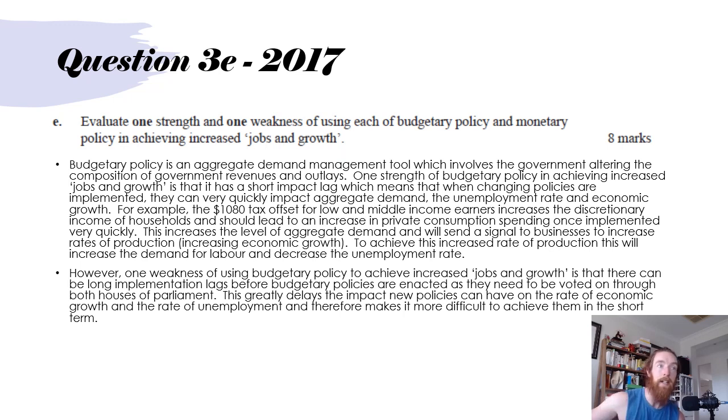This increases the level of aggregate demand, which will send a signal to businesses to increase rates of production, increasing economic growth. To achieve an increased rate of production, this will increase the demand for labor and decrease the unemployment rate. However, one weakness of using budgetary policy to achieve jobs and growth is that there can be long implementation lags before budgetary policies are enacted, as they need to be voted on through both houses of Parliament. This can greatly delay the impact new policies can have on the rate of economic growth and the rate of unemployment, and therefore makes it difficult to achieve them in the short term.